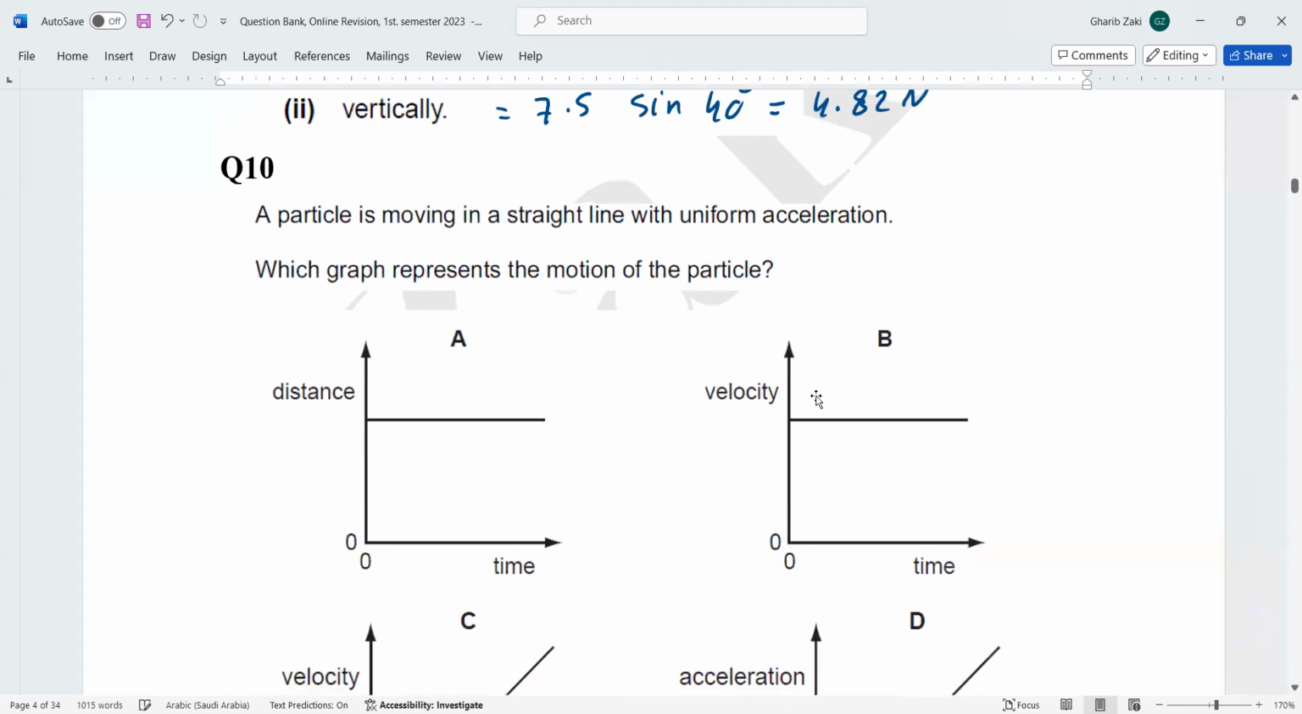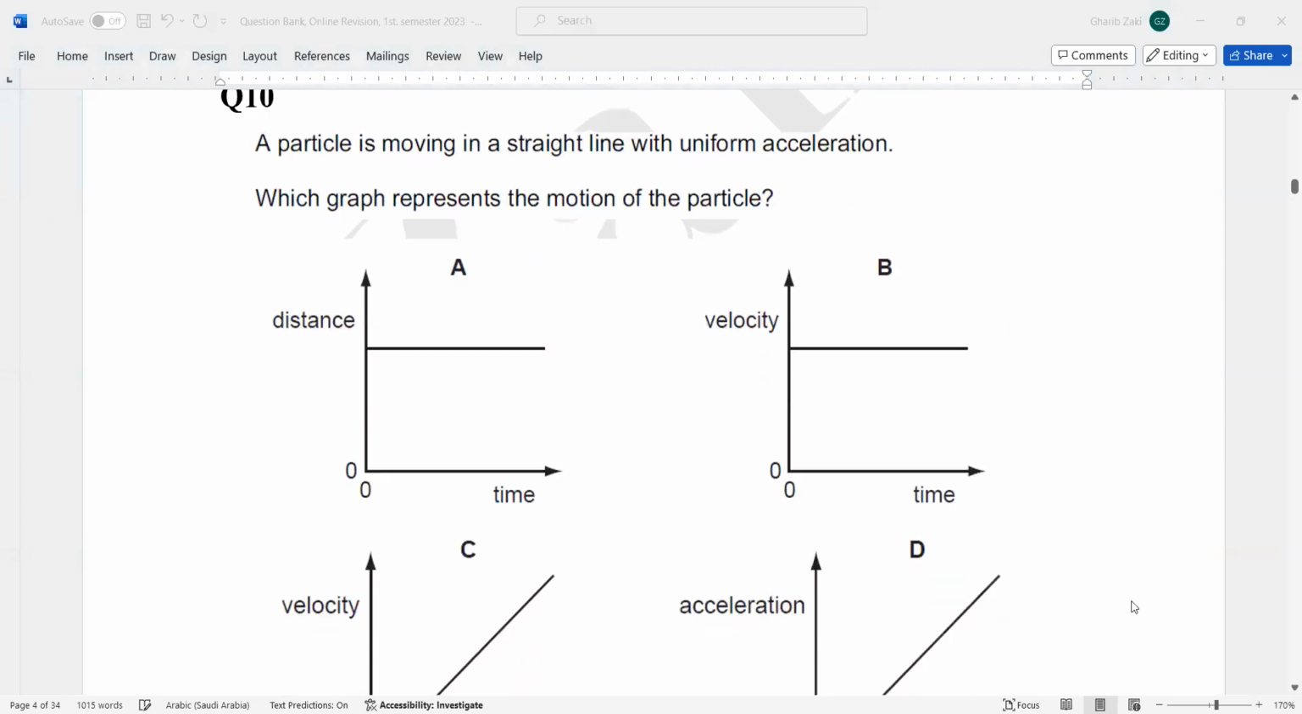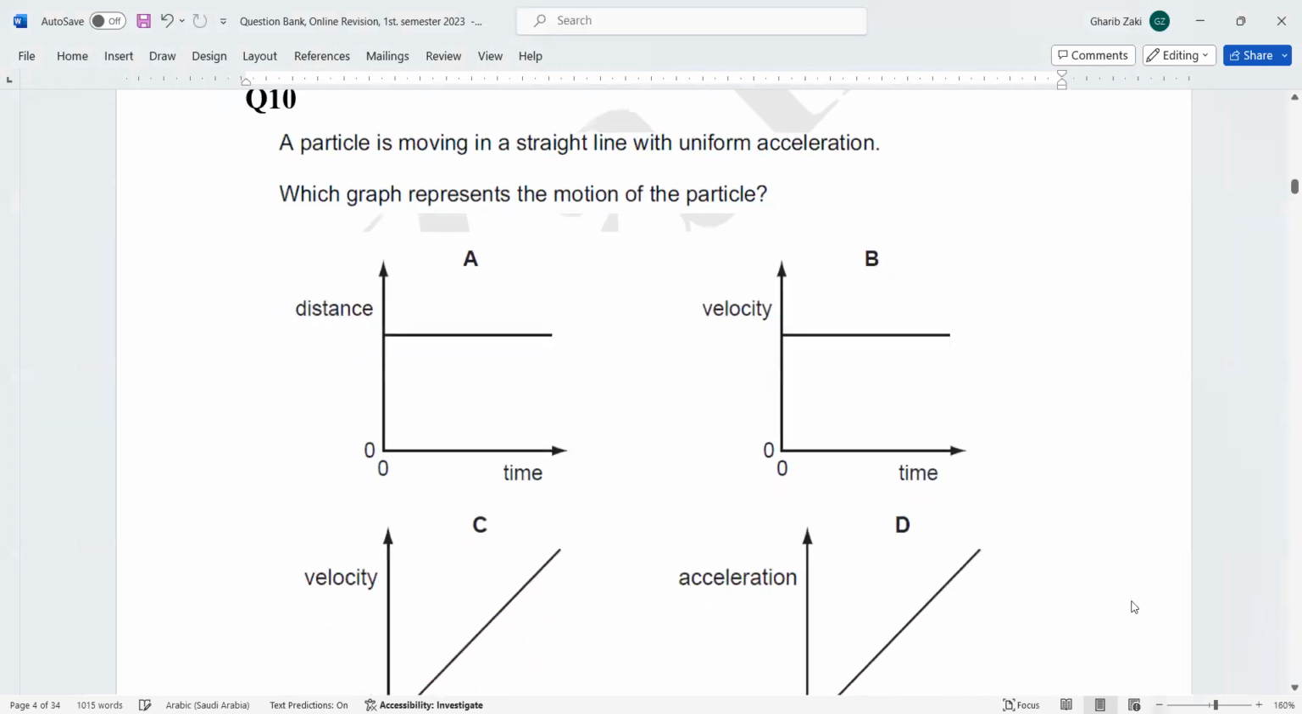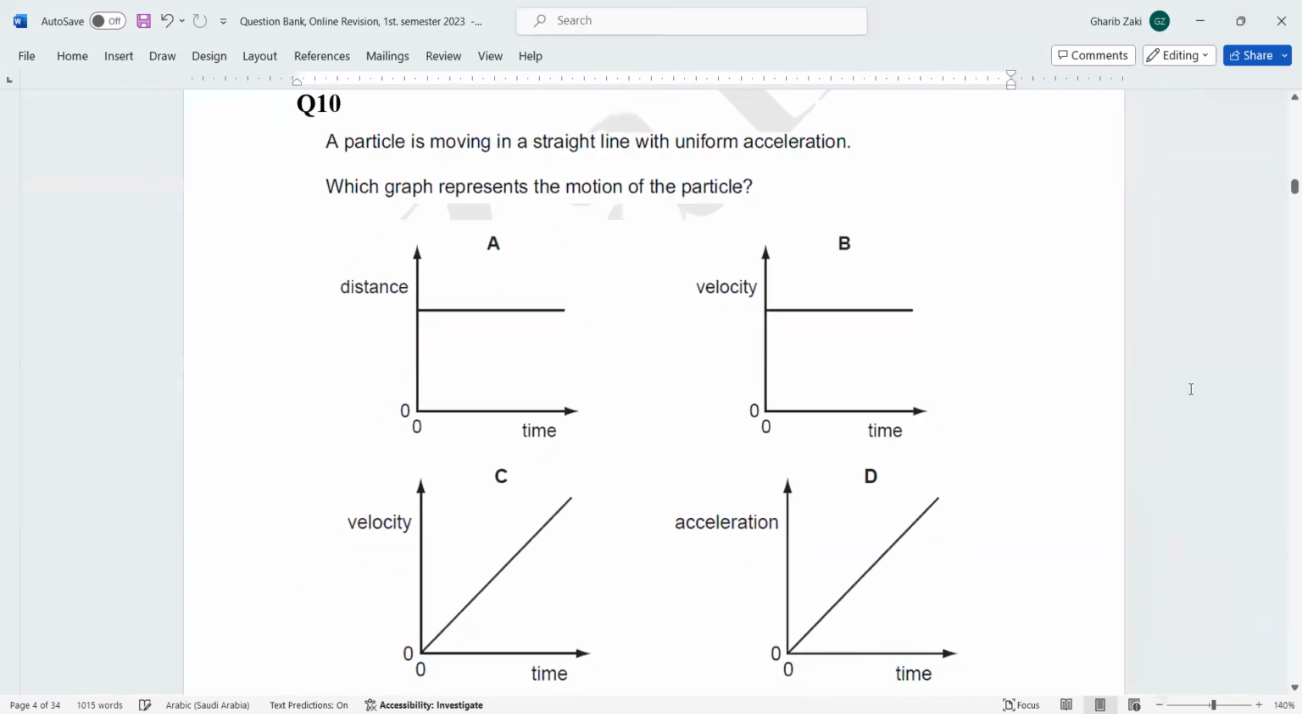Next question. Read the question and try to solve with me, please. Okay? Read the question and try to solve. A particle is moving in a straight line with uniform acceleration. Which graph represents the motion of the particle? Yes, question? Mister, can you explain slowly? It's okay, yeah. But this is a revision, and we need to finish in 2 hours. I try.